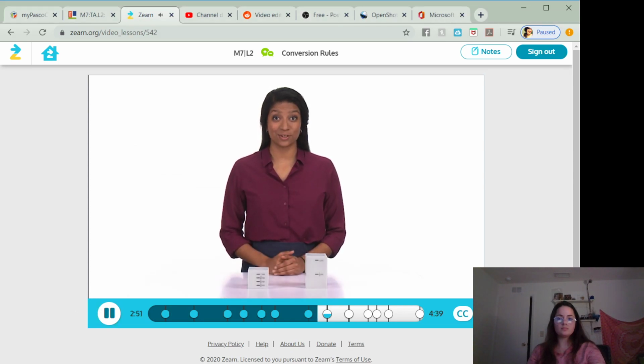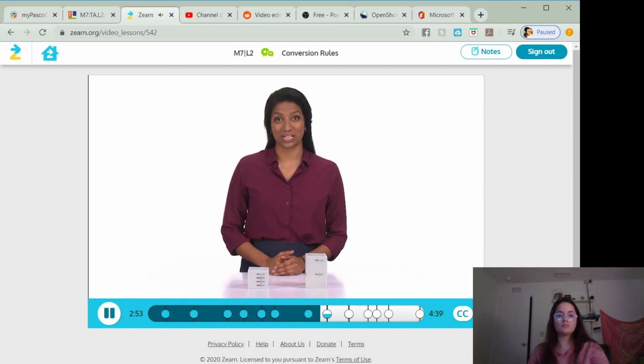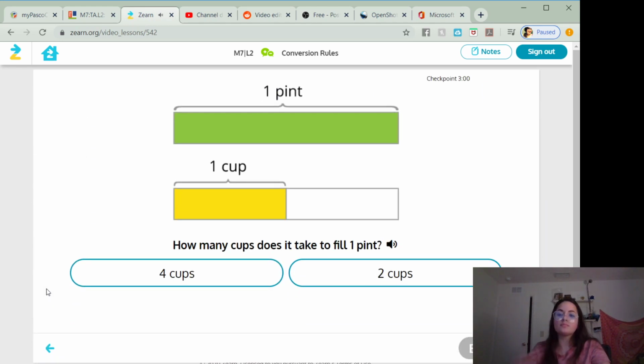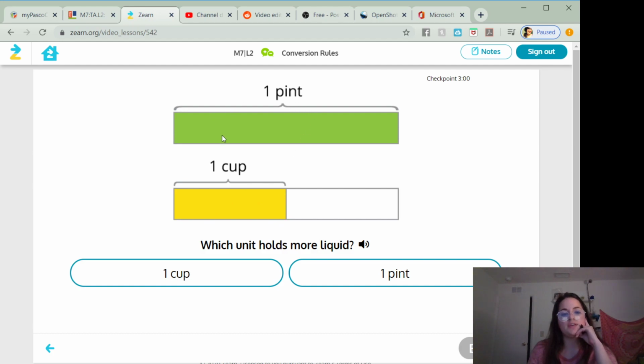How many cups does it take to fill 1 pint? Watch as I fill this pint with liquid using this 1 cup measure. Okay, so how many cups does it take to fill that 1 pint? If you said 2, then you would be correct. So which unit holds more liquid, pints or cups? If you said pints, then you would be correct, because it takes 2 cups to hold 1 pint. And we can also see that the block here is bigger than what is represented by the cup.